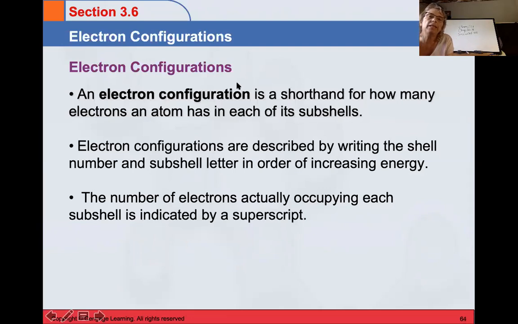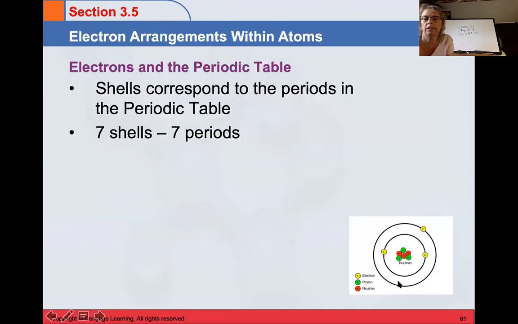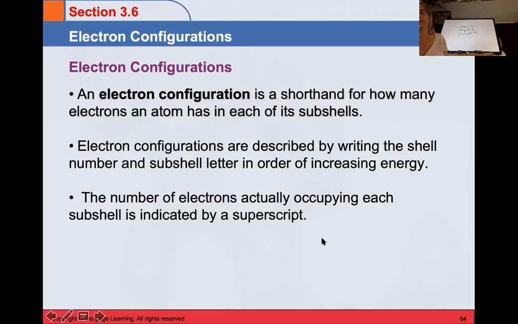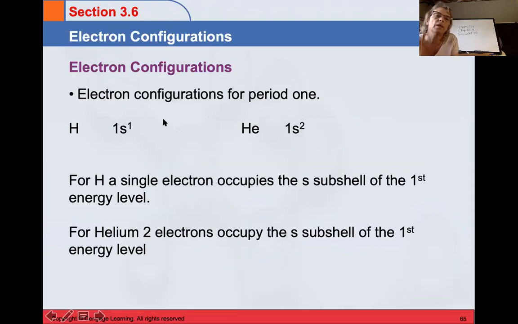So depicting the electronic structure of an atom, we can draw a picture like this. We can just show that this atom has 3 electrons, 2 in the first shell and 1 in the third shell. But there's also a shorthand method that we can use called an electron configuration. So for a really simple atom like hydrogen that only has a single electron, and we know that hydrogen has 1 electron because it only has 1 proton, we can use this shorthand method, which is called an electron configuration.